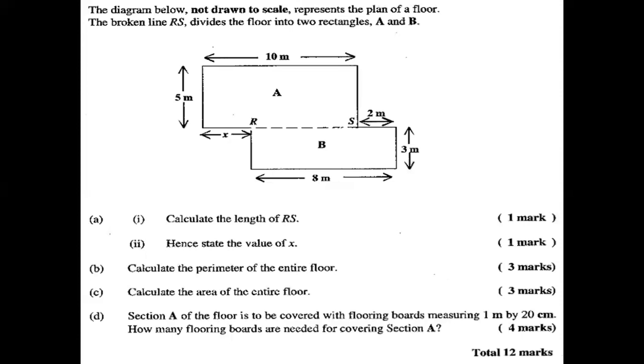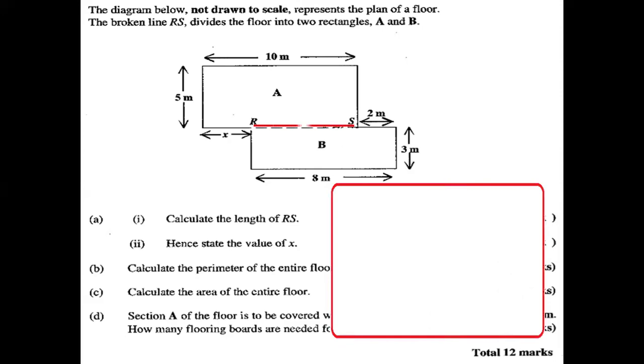All right, so here we have a situation with a compound figure. The diagram below, not drawn to scale, represents the plan of a floor. The broken line RS divides the floor into two rectangles, A and B. The first question says we should calculate the length of RS. Now, RS is this distance right there.